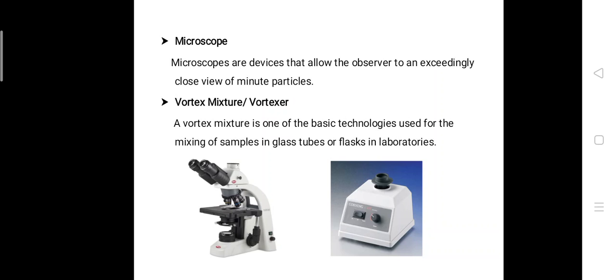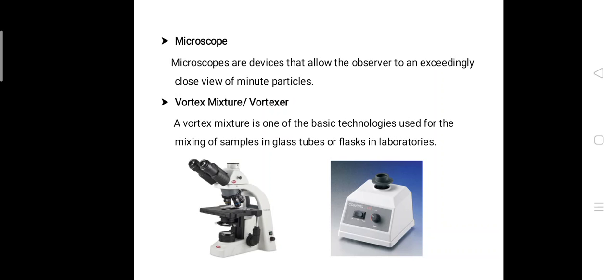Different types of microscope are developed to cater to the specific needs of the observation, and they are primarily used for the observation of minute particles that cannot be seen with our naked eye.